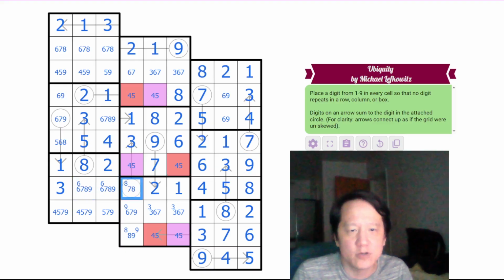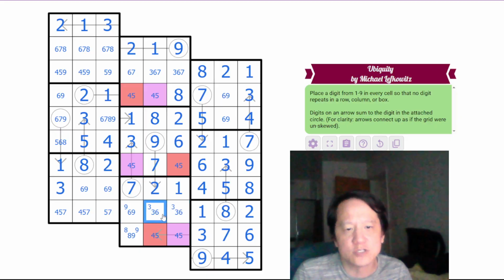No more 8 here, that's 7. This can't be 7 or 8. This is 6, 9 as a pair, which eliminates 6, 9 in the rest of the box. So this can't be 9. 7 eliminates 7 in the rest of the box. So this is 3, 6 as a pair, which eliminates 3, 6 in the rest of the row. This can't be 6, it's 9. This can't be 9, it's 8.